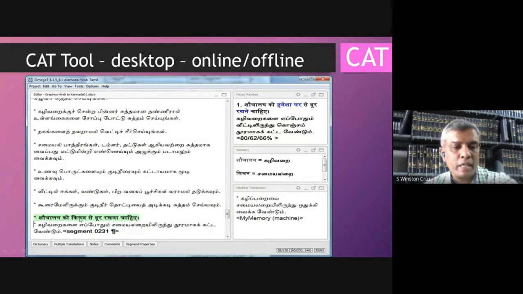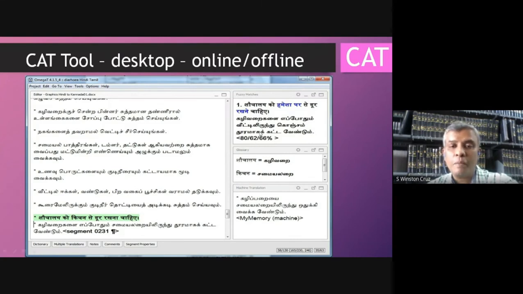It says शौचालय को किचन से दूर रखना चाहिए, கழிவறைகளை எப்போதும் சமையல் அறையிலிருந்து தூரமாக கட்ட வேண்டும். That is Tamil. That you have to build your kitchens away from the toilet. That is the meaning there. So it is pre-translated, and checked by a human translator, and it is done. It is done by me, so it is done.